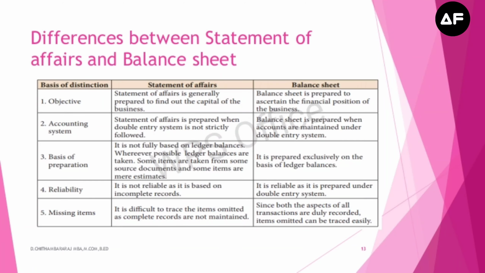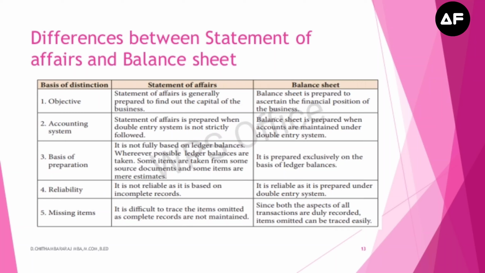So let's see the difference between statement of affairs and balance sheet. First point is the objective. The objective of preparing a statement of affairs is to find out the capital of the business, whereas the objective of preparing a balance sheet is to find the financial position of the business. Secondly is the accounting system. It is prepared when single entry system or incomplete double entry system is followed, whereas a balance sheet is prepared when the accounts are maintained under double entry system.